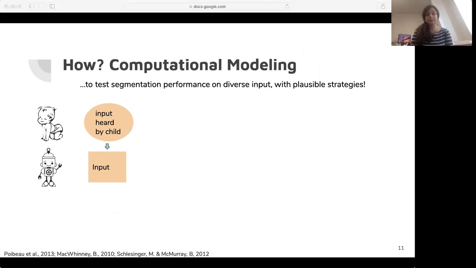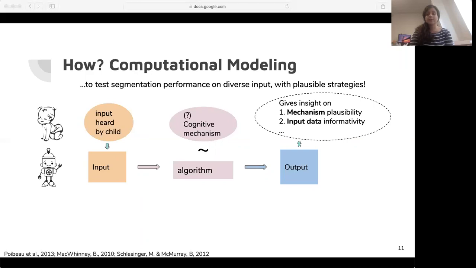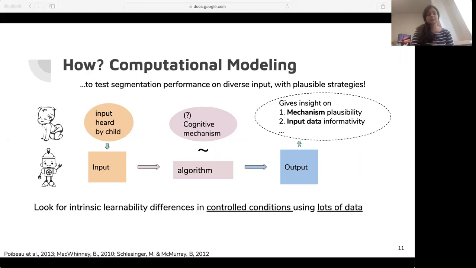A clever way to test cross-linguistic viability is by using computational modeling to see whether segmentation performance on diverse input works with plausible strategies. The model is exposed to the input that has been heard by the child, and it then processes this input using an algorithm or a strategy which is similar to a supposed cognitive mechanism. Then the output of the model may give us insights on the plausibility of the mechanism and the informativity of the input data. It simulates the process of a task in language acquisition, looking for intrinsic learnability differences in these controlled conditions, when we can control the input and the model, and use lots of data, more than what a child would be able to hear in a lab experiment.